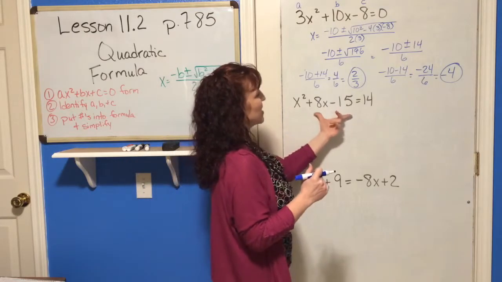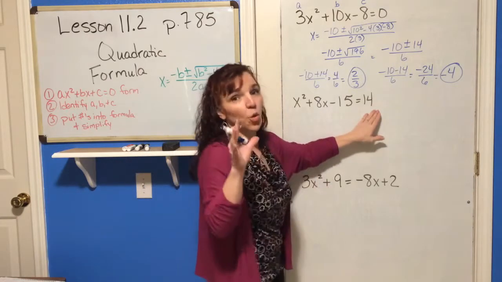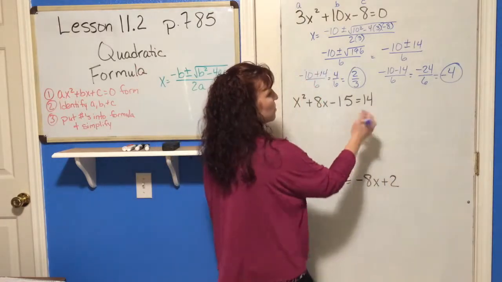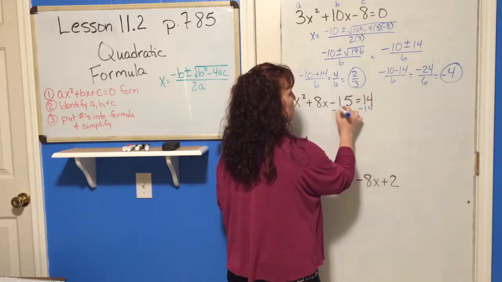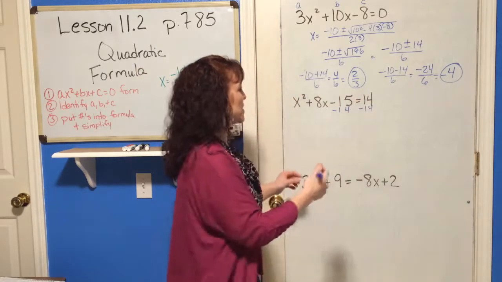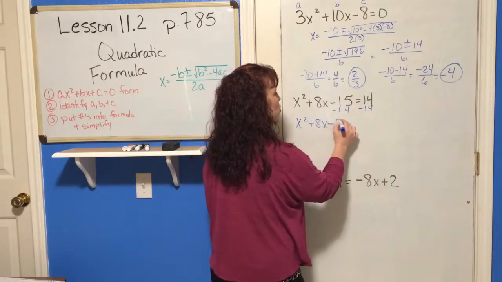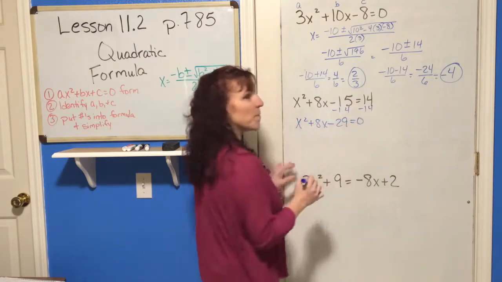All right, so what happens if we have something like this? X squared plus 8x minus 15 equals 14. Don't forget that first step, it's got to equal 0. So this is easy. You just subtract 14 from both sides. Combine the like terms together. So now x squared plus 8x minus 29 equals 0.